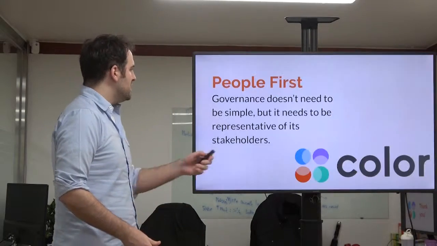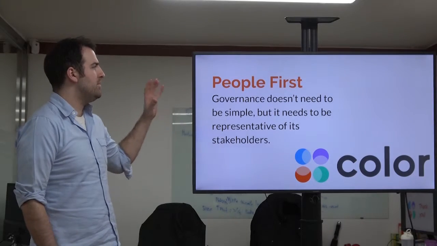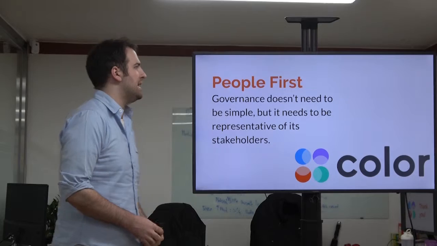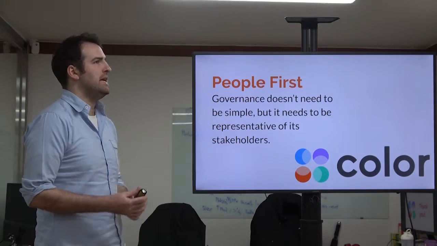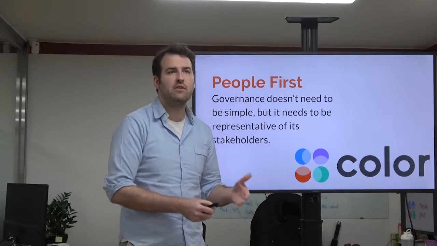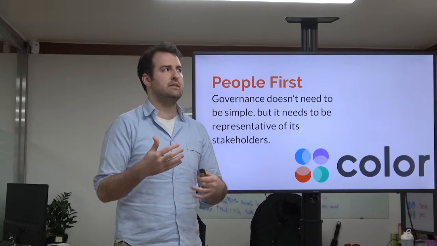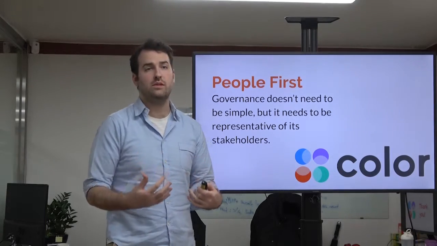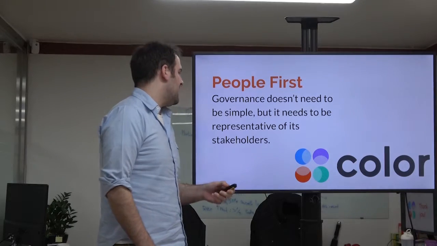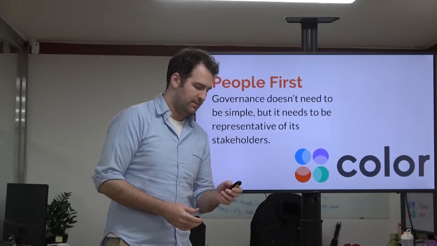So, jumping right in, first things first, we wanted to make it a people-first governance system. That was idea number one. How do we take it out of the hands of the people who have a lot of coins, the people who got there first, and make the system inclusive? It doesn't need to be simple, but it needs to represent all of its stakeholders, and that means all of its users, would-be users, etc.